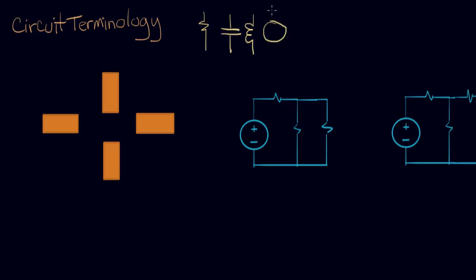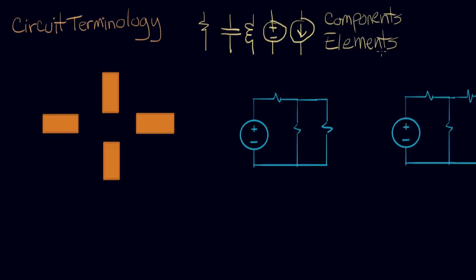In addition, we have some sources, like a voltage source or, for example, a current source. Those would be the components or elements of a circuit. Elements. Now we're going to start assembling these things into circuits, and we need a few more words to talk about.